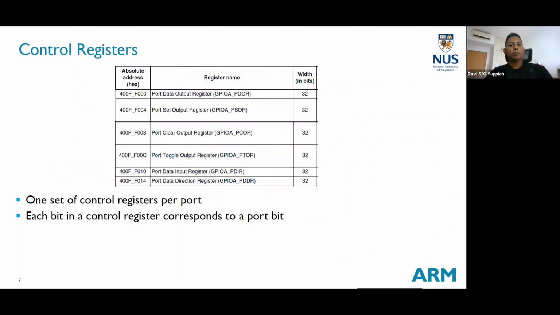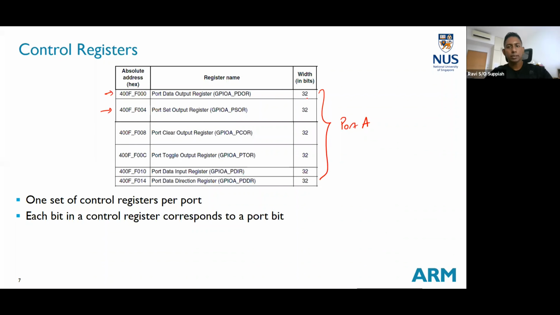Now, in terms of registers, there are 6 registers associated with each GPIO port, and they are mapped to specific addresses over here. The order is also fixed. That means when I talk about port A GPIO registers, they will go in this sequence in the hardware: PDOR, PSOR, PCOR, and so on.